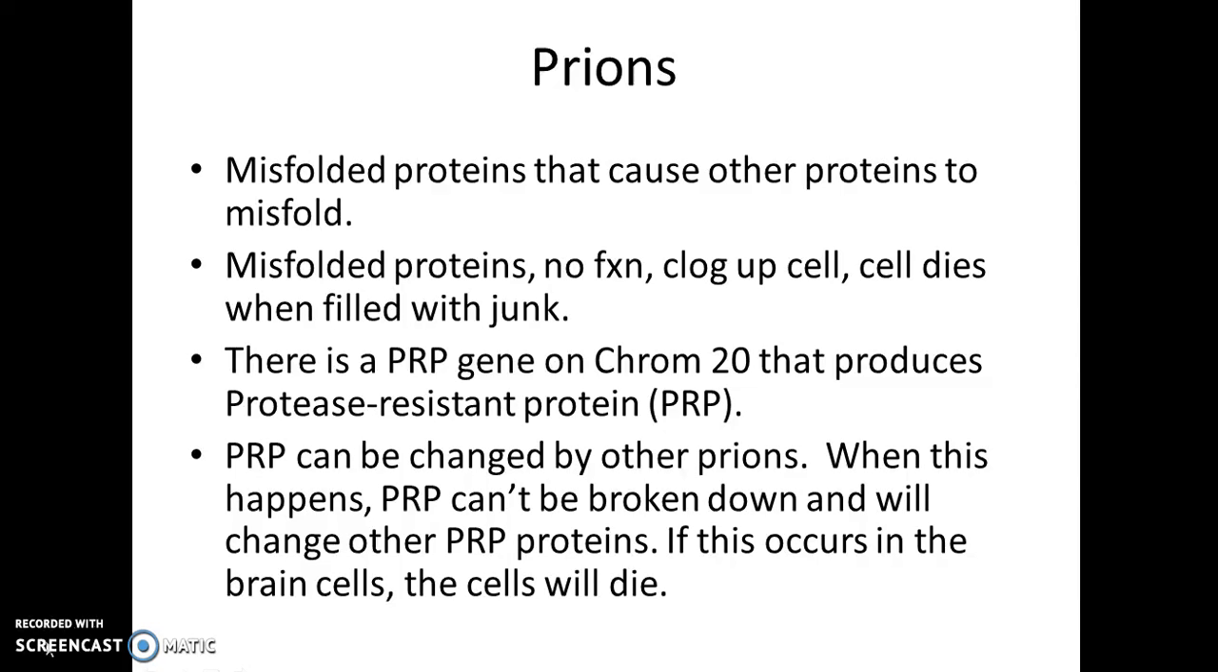Now there's a PRP protein, a protease resistant protein, that's on chromosome 20, and that produces the PRP protein or protease resistant protein. Now, the PRP can be changed by other prions, and when they change the shape into prions, those prions can't be broken down. They're almost indestructible. And this happens in your brain cells, and when the brain cell dies, and enough brain cells die, you die. Hopefully that makes sense.